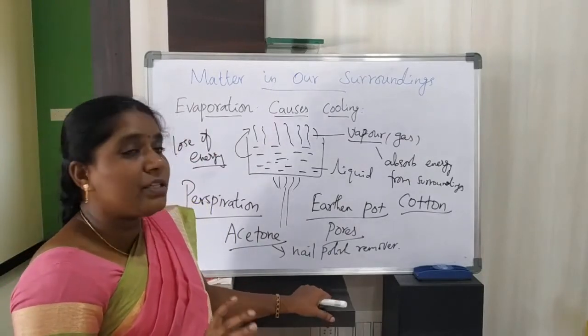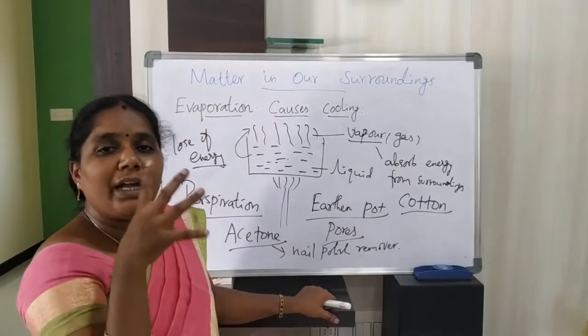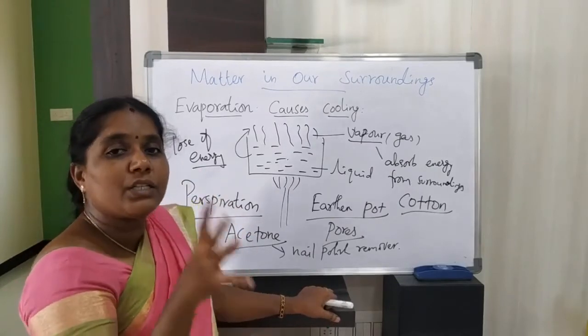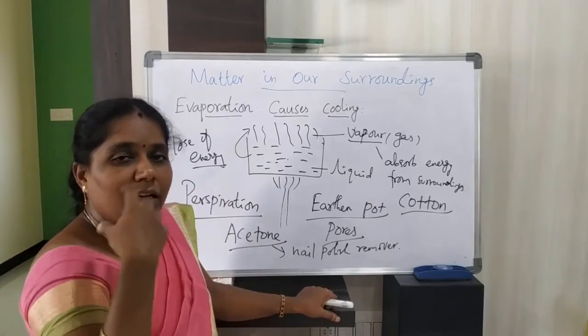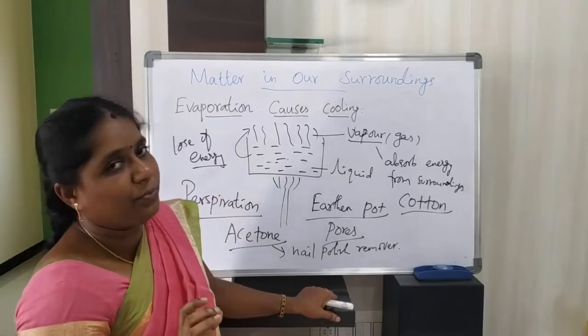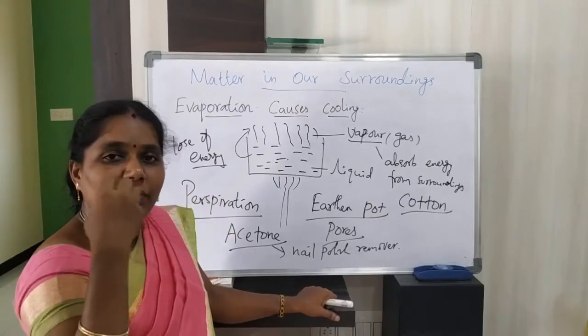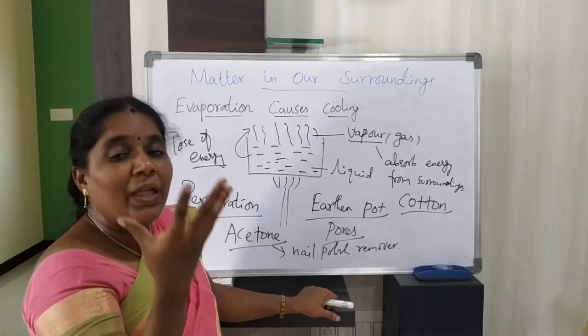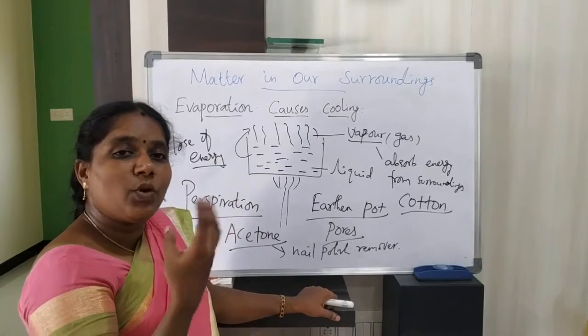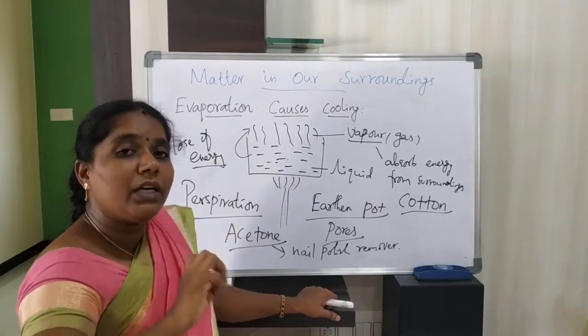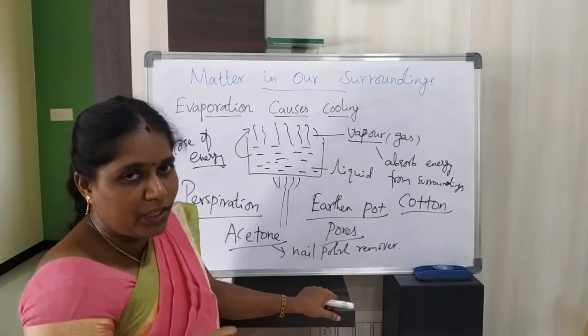See what happens during summer. Why would we like to wear cotton cloths compared to other clothes? Because during summer, perspiration takes place at a faster rate. During perspiration, our sweat glands will secrete sweat, isn't it? That sweat is absorbed by the holes present in the cotton cloth. So the cotton cloth generally absorbs the sweat.